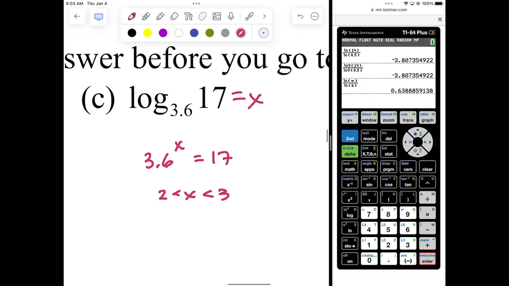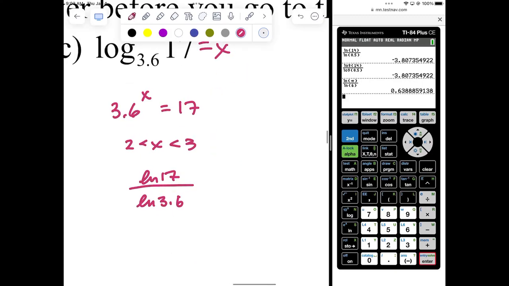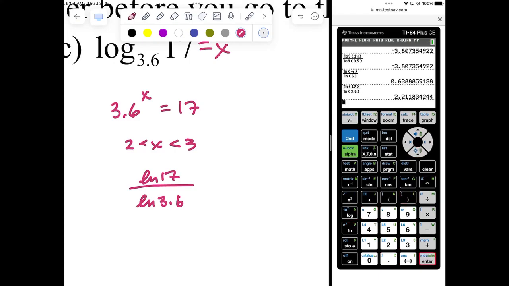Well, let's go ahead and write it out. It's the natural log of 17 over the natural log of 3.6, and we'll type it into the calculator, alpha x again, the natural log of 17 over the natural log of 3.6. Big bucks, no whammies, and we get 2.211. Again, I truncate. If you want to round, because you're used to rounding, that's fine. Just make sure you go to 3 decimal places.